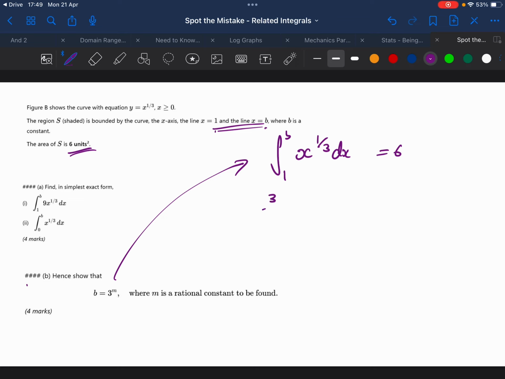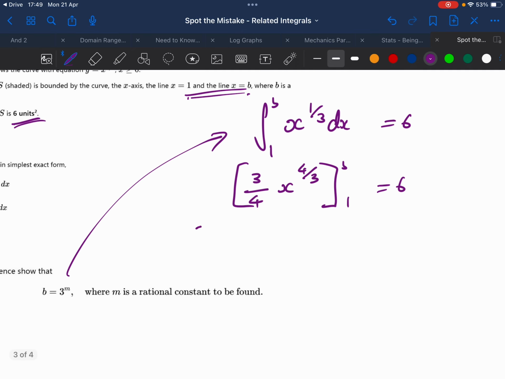So if we integrate, when we integrated, we had 3/4, didn't we? So we had 3/4 x to the 4/3, evaluated at b and 1, was equal to 6. So if I do 3/4 of b to the 4/3 minus, if I use 1, I will get just 3/4, equals 6. Let's go for exact form. So let's write this instead as 24/4, sorry.